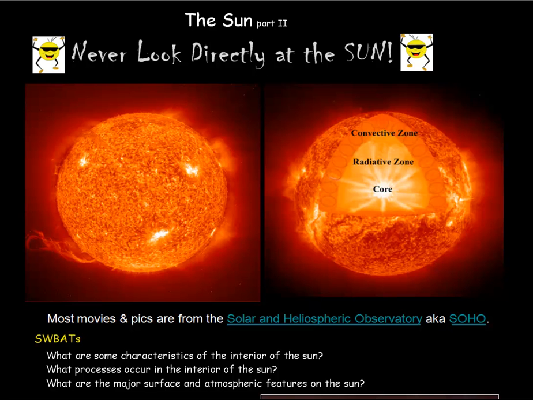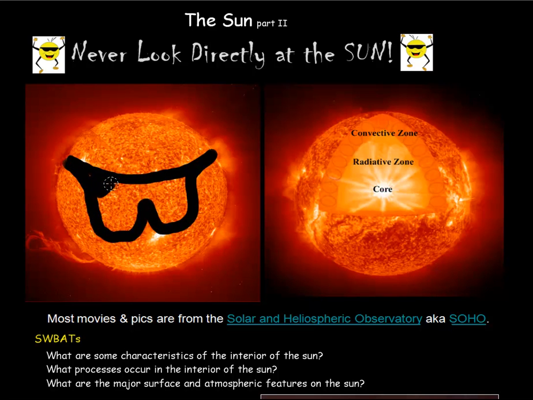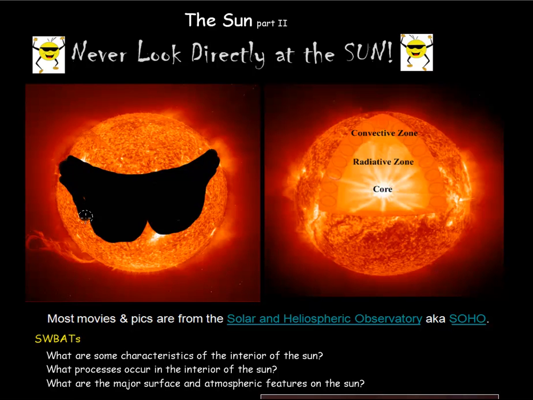If you remember, the first rule is never look directly at the sun unless you've got your money's worth of eye gear. Just a quick way to impress that once again. If you're looking through a pair of sunglasses, not expensive enough. If you're looking through a telescope, hopefully you paid a lot of money to get a filter that blocks out 99% of the solar radiation.